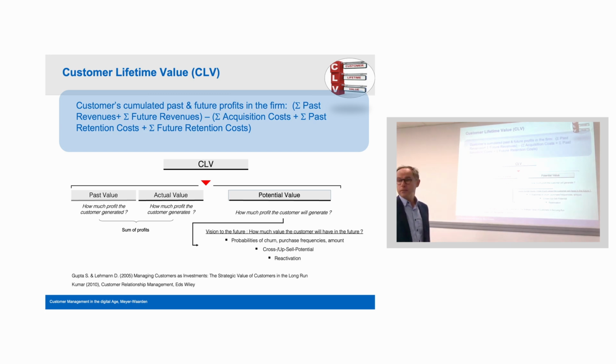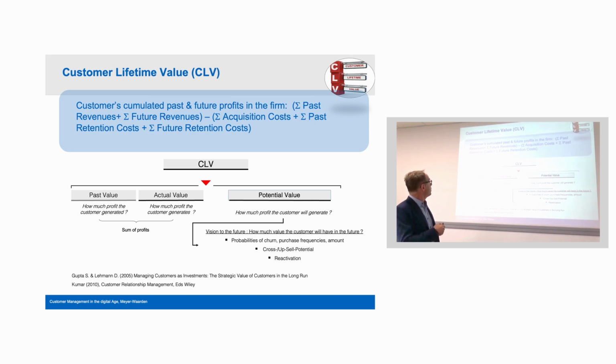That is why you need sophisticated statistical modeling or econometric models, a kind of regression modeling, to calculate probabilities that the customer is still active or reactivated in order to see the probability of churn, what is the probability of purchase frequencies, what is the probability of evolution of the amount, and what is the cross-selling and upselling potential.